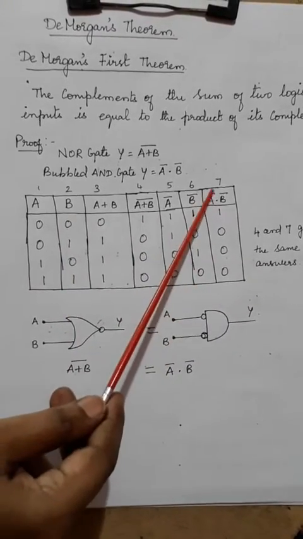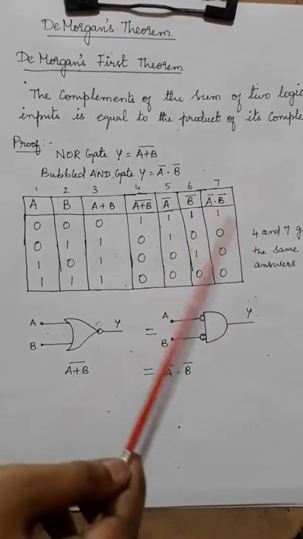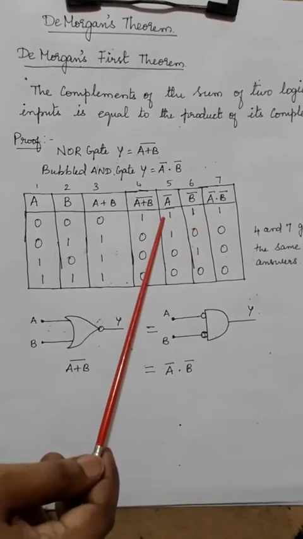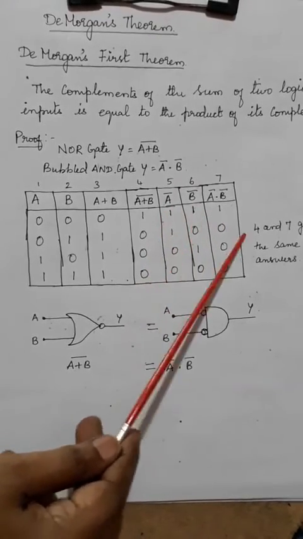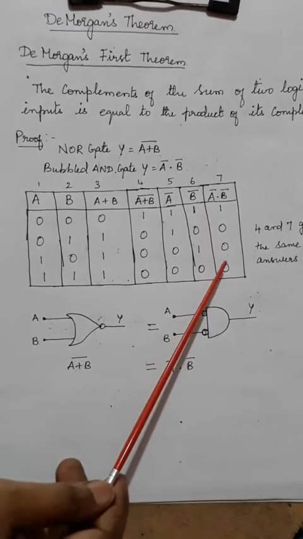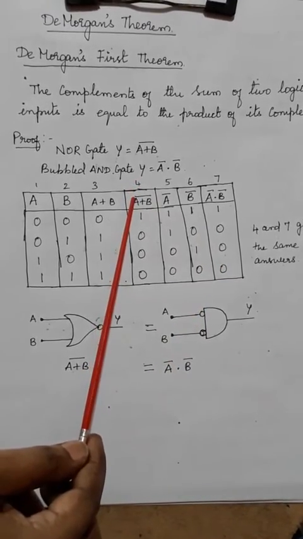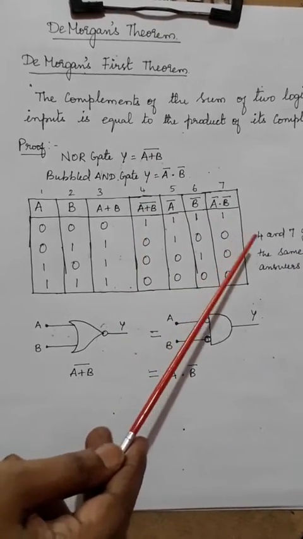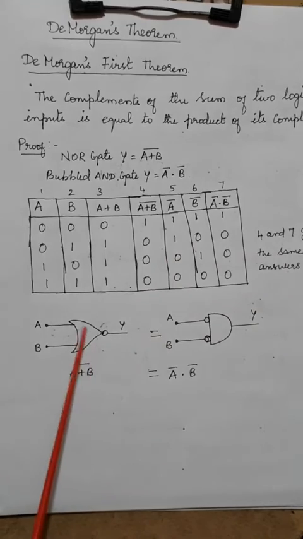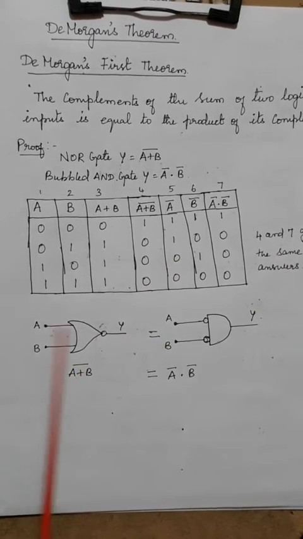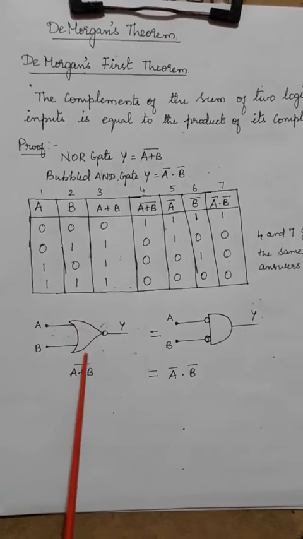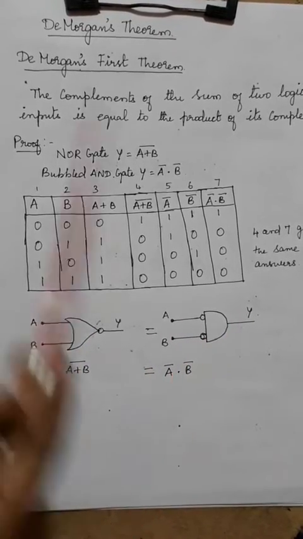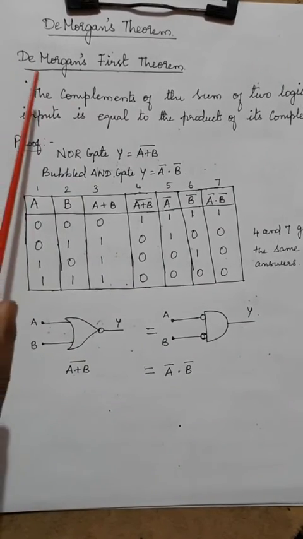Now A complement dot B complement. So here only when both inputs are 1, 1, you will have 1. In all the other cases it is 0. Now I need to compare the fourth column and the seventh column. The fourth column answer and the seventh column answer are the same. So what this implies is that this is what the NOR gate is. NOR gate is drawn here. NOR will be equal to bubbled AND gate. This proves De Morgan's first theorem is true.